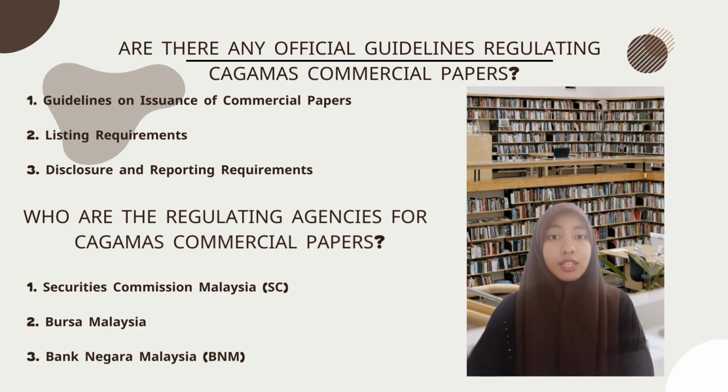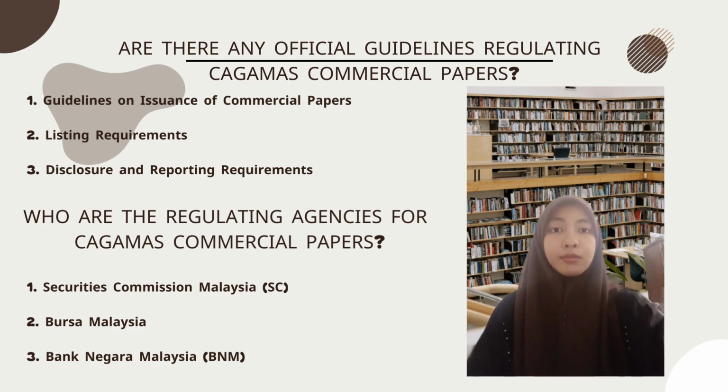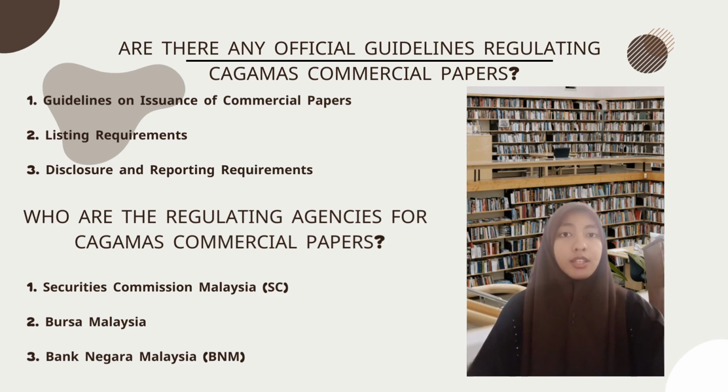First is Securities Commission Malaysia, SC. The Securities Commission Malaysia is the main regulatory authority responsible for overseeing and regulating the capital market in Malaysia. Second is Bursa Malaysia. Bursa Malaysia is the national stock exchange of Malaysia. It operates as a self-regulatory organization overseeing the listing, trading, and post-trade activities of securities.